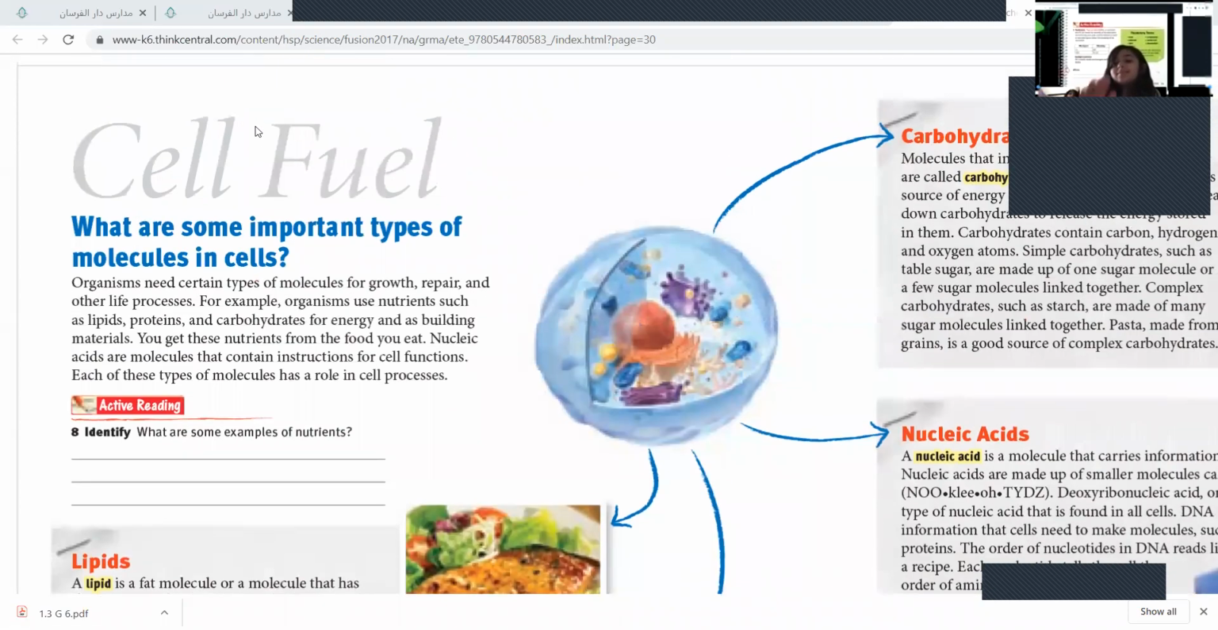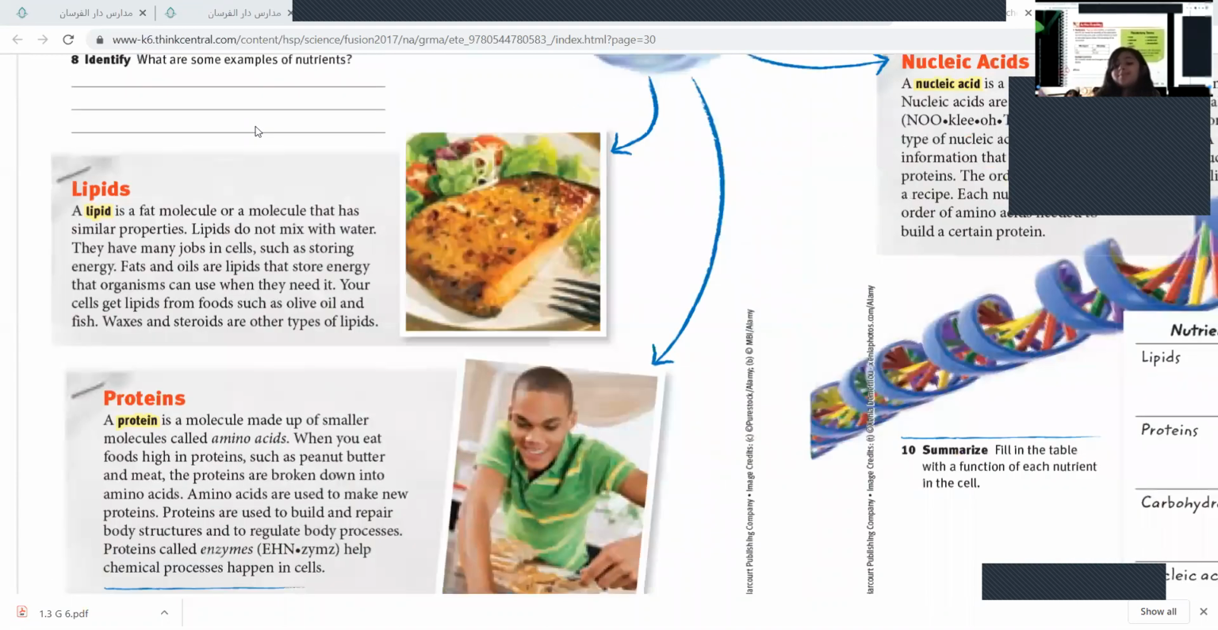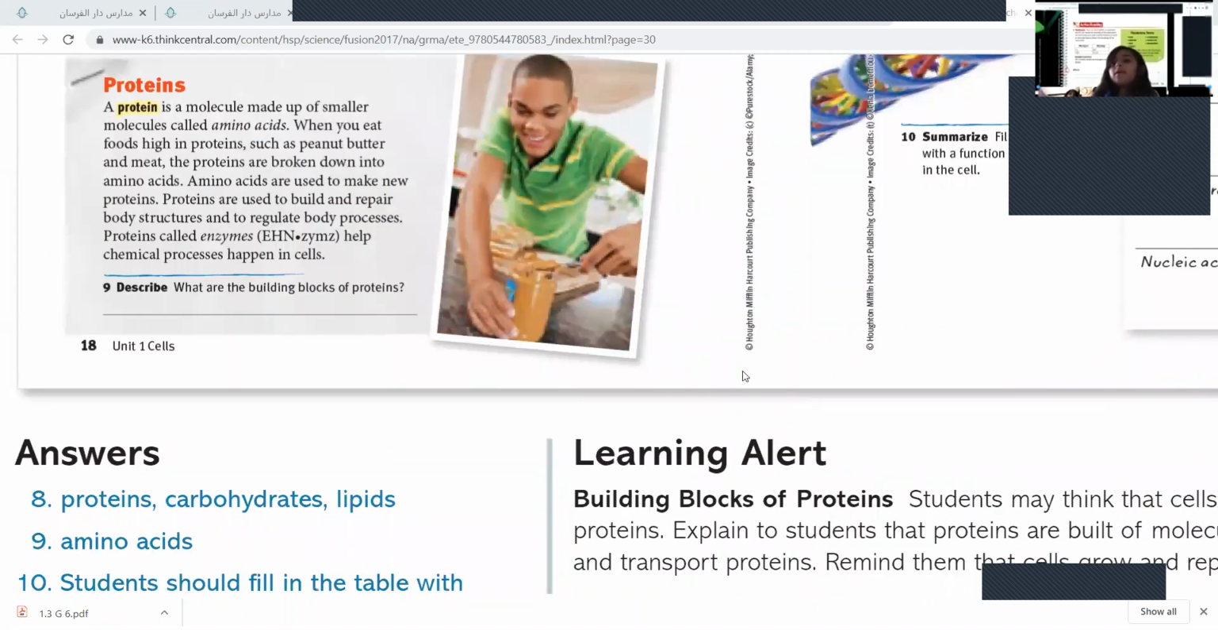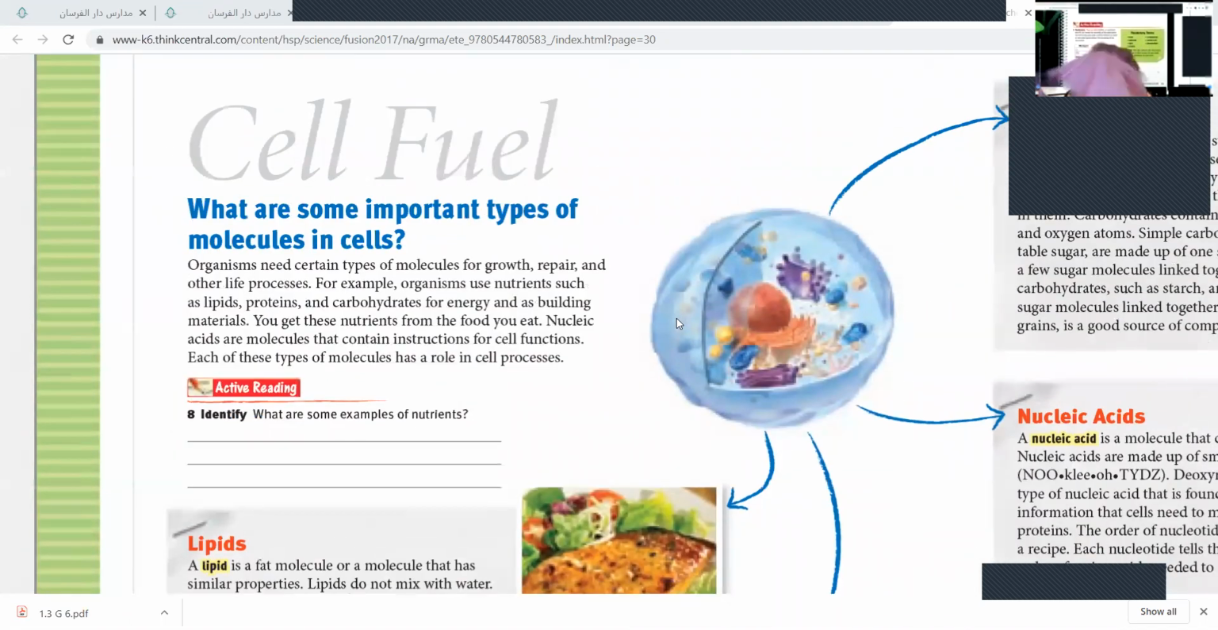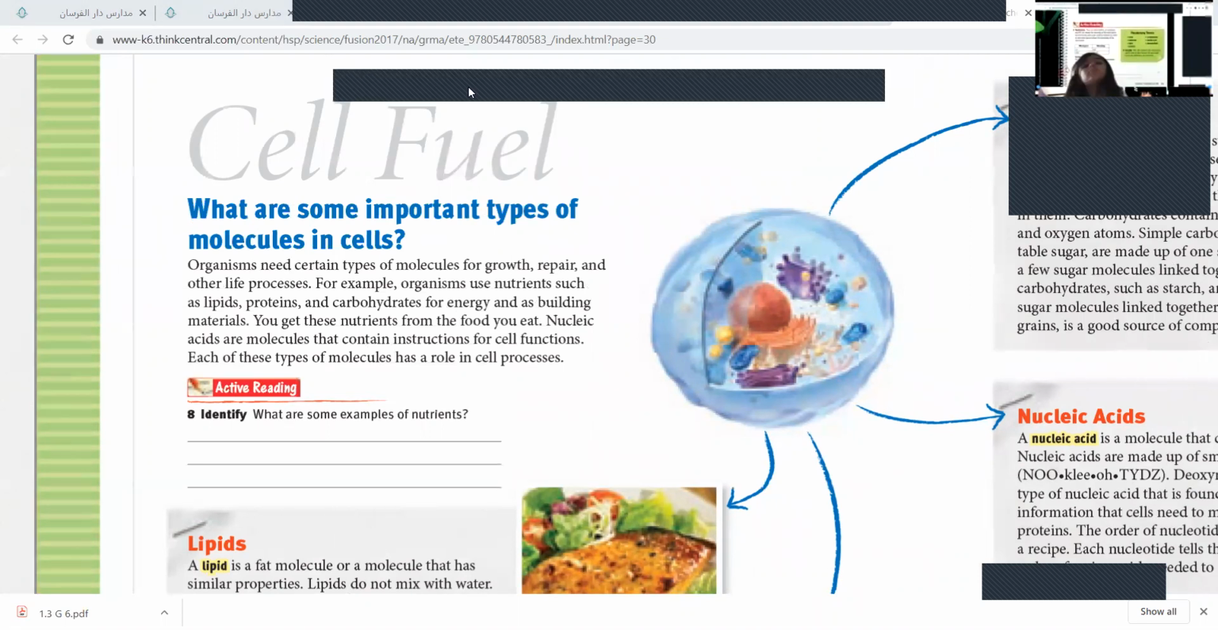So today we are going to learn. You have your books with you, page 18 and page 19? In that, I was telling you what our cells need to grow, to repair, and to do other life processes. If you have a cut in your hand, it will take 2 or 3 days to heal. If the cut is bigger, it will take more time.